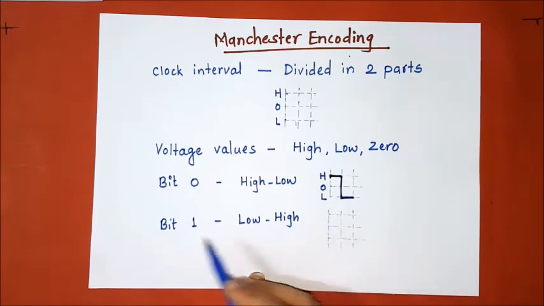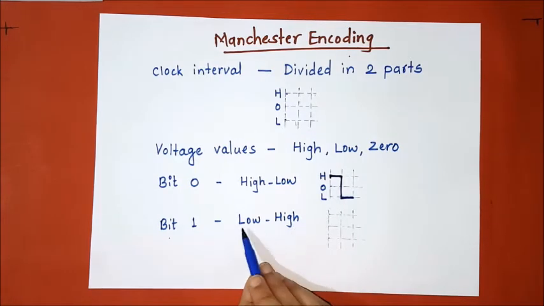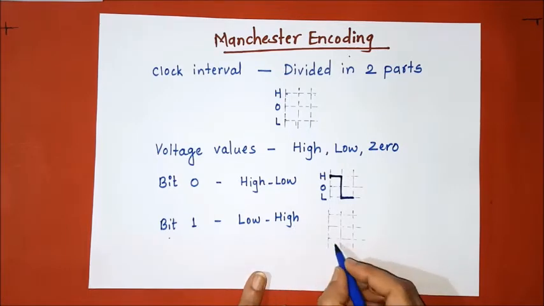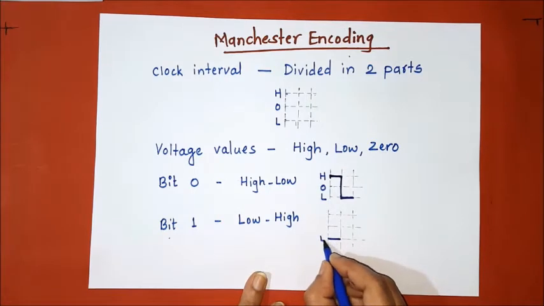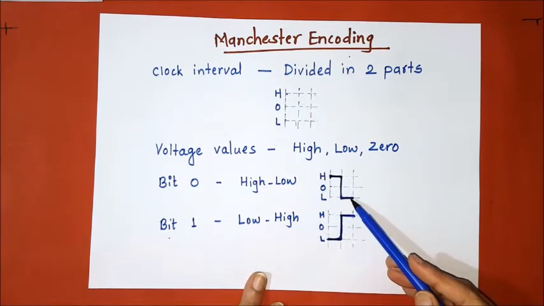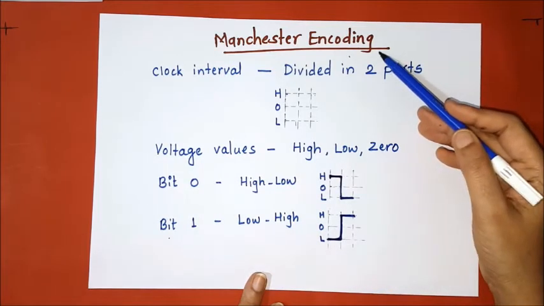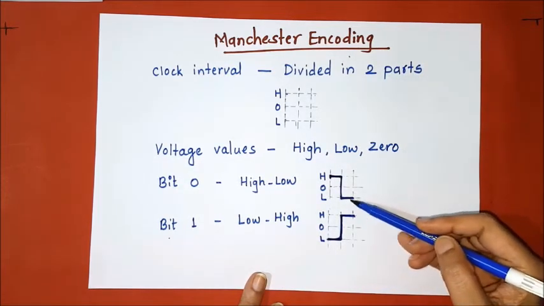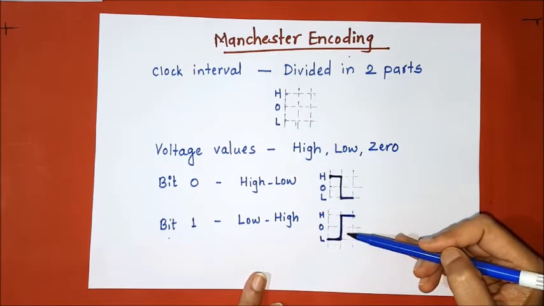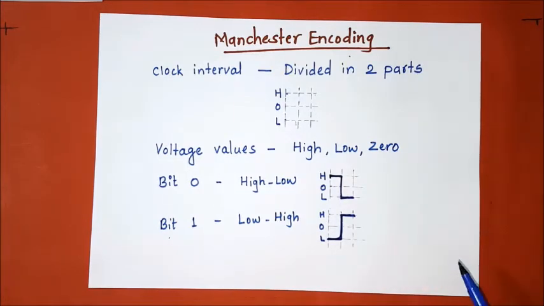0. To represent bit 1, a low-high combination of voltage levels is used in a single clock interval. So the initial half of the clock interval is low and the second half is high. So low and then high. So this is the digital signal for bit 0 and this is for bit 1 in Manchester encoding. Now using this representation for bits 0 and 1, we will encode an example bit string in Manchester encoding format.